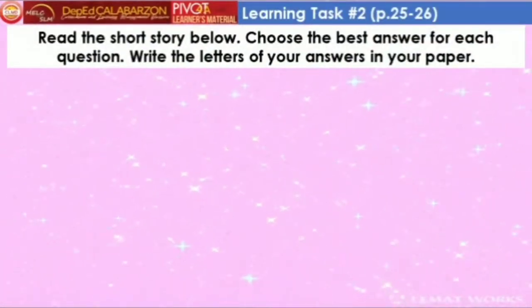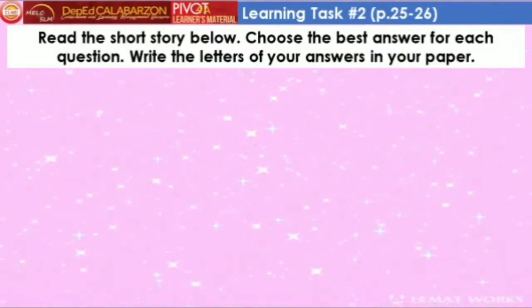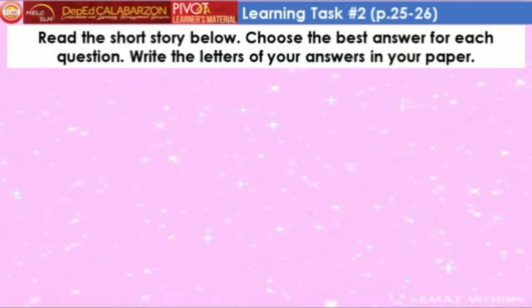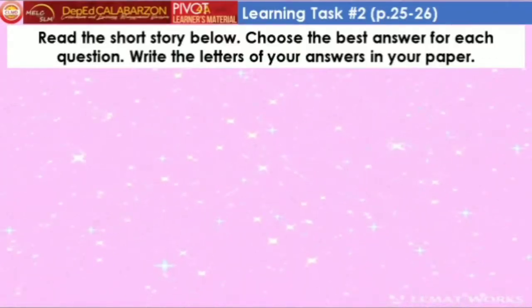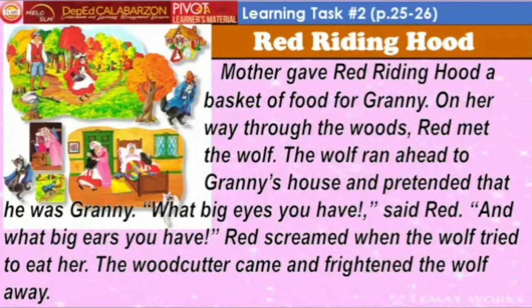Next, we have learning task number 2 on page 25 to 26. Read the short story below. Choose the best answer for each question. Write the letters of your answers in your paper. The short story is about Red Riding Hood.